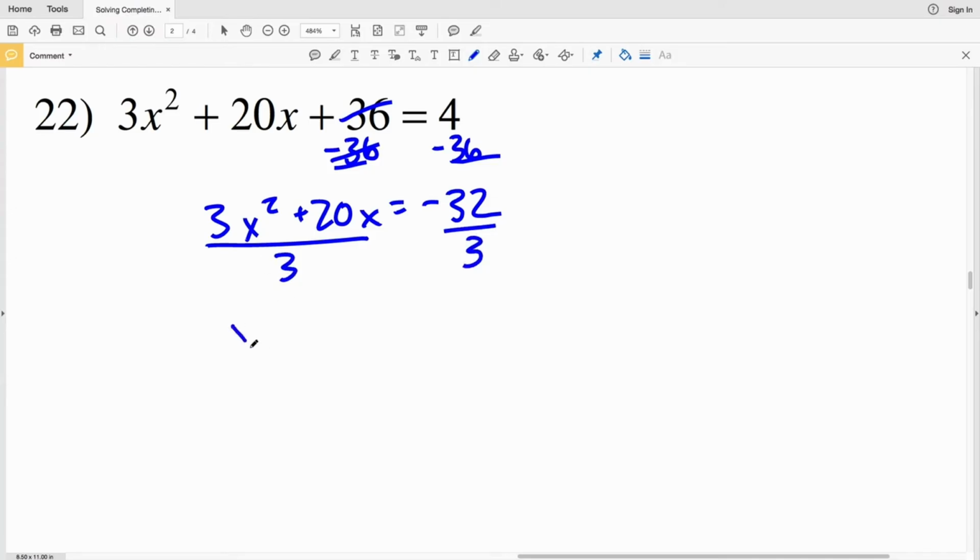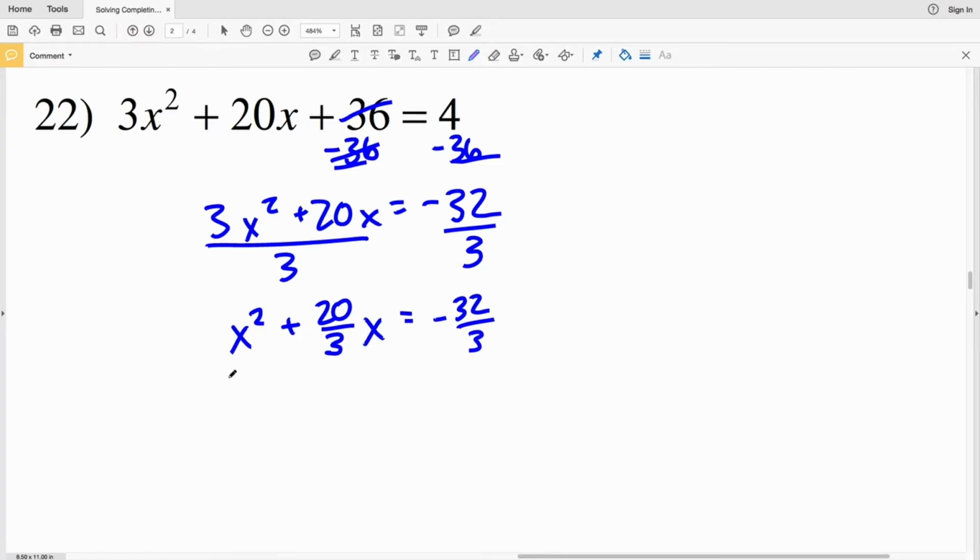3x squared divided by 3 is positive 1x squared. 20x divided by 3 is 6.66 repeating, so I'll just leave that as 20 thirds times x, 20 over 3 times x, and that's equal to negative 32 divided by 3, which is negative 10.6 repeating. So again, I'll leave that as negative 32 over 3, so that when I type those into my calculator, within parentheses, I'll have those exact values, as opposed to a rounded value so soon within my problem.